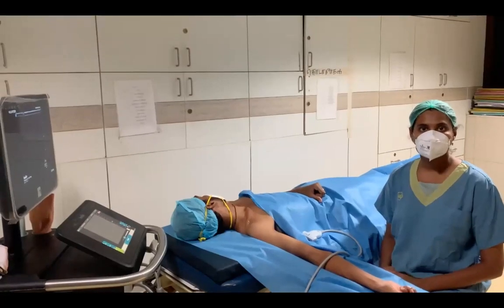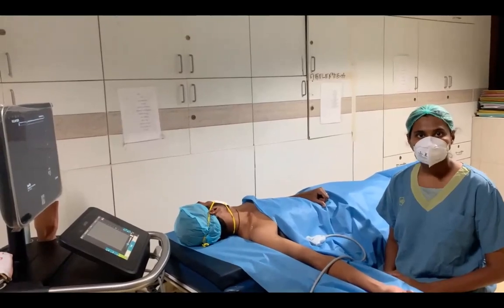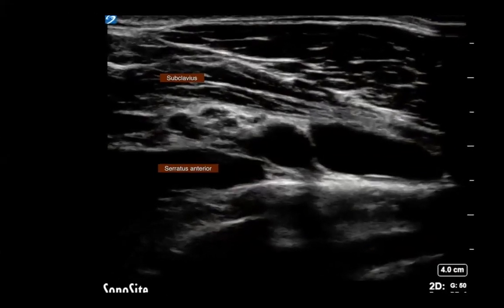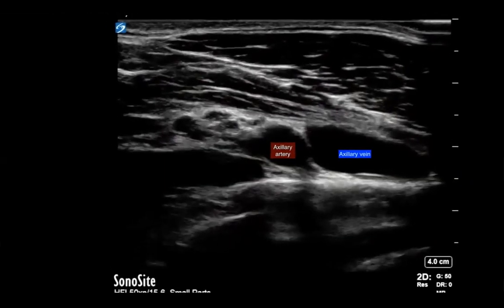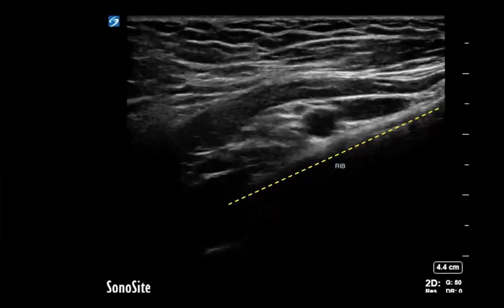A good rule of thumb to follow for this approach is the rule of 2. That is, the cords are sandwiched between two muscles, subclavius and serratus anterior. Cords lie lateral to two vessels, the axillary artery and vein. Cords are targeted over the second rib.